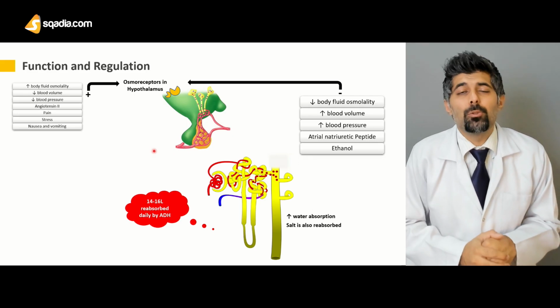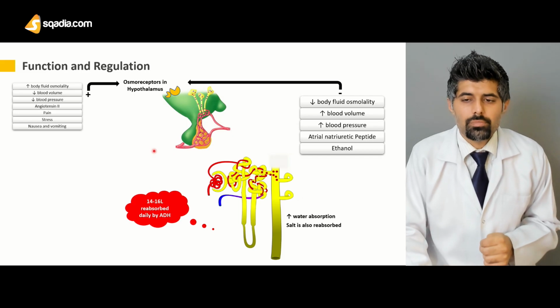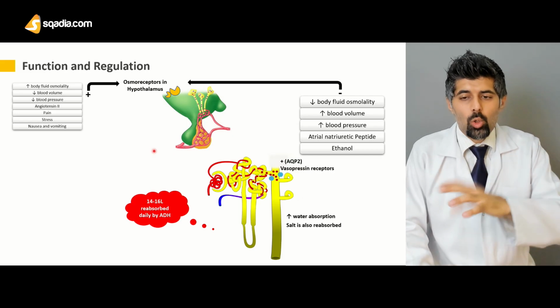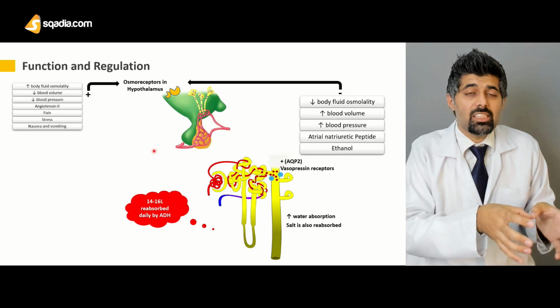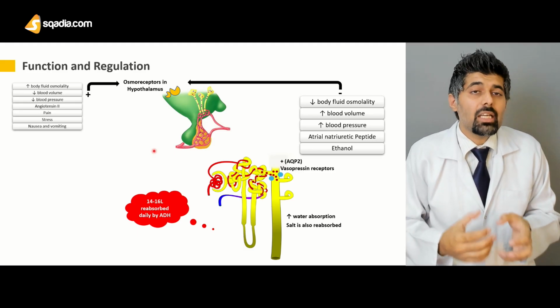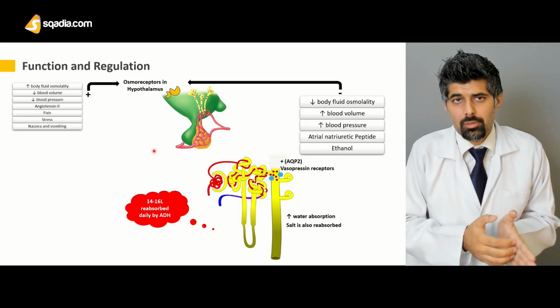It can also be due to the excessive intake of ethanol. Now, all of these triggers will decrease the amount of ADH, resulting in a more diluted urine to be passed by the patient.